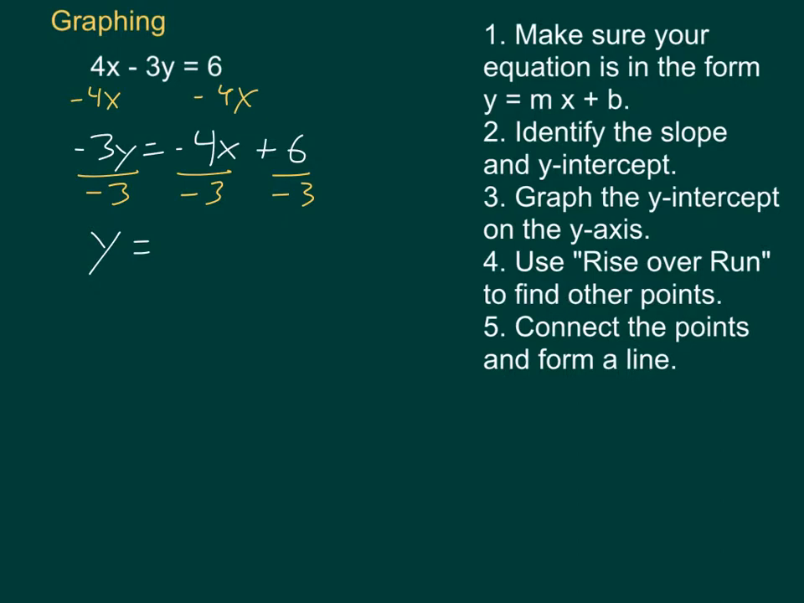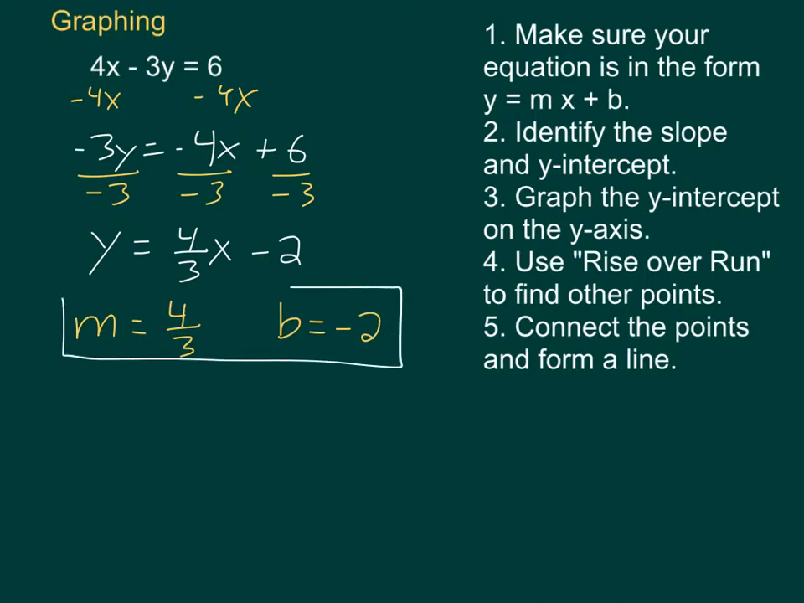Negative 4x over negative 3 becomes 4 over 3x, and then 6 over negative 3 is negative 2. So now it's in that slope-intercept form, y equals mx plus b. Now let's identify the slope and the y-intercept. The slope I know is the coefficient of x. That's 4/3. My y-intercept is what's being tacked onto the end. That's negative 2. This is the key information that I need in order to graph my line.